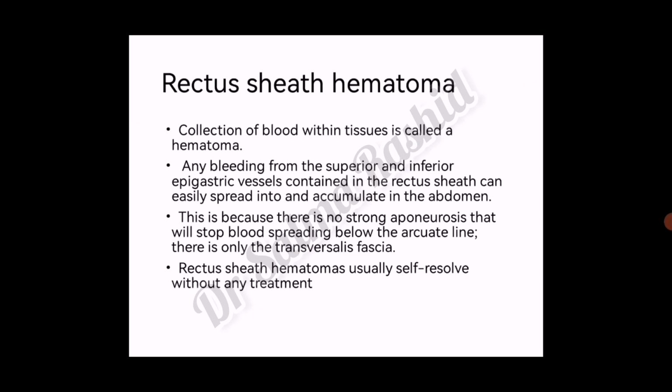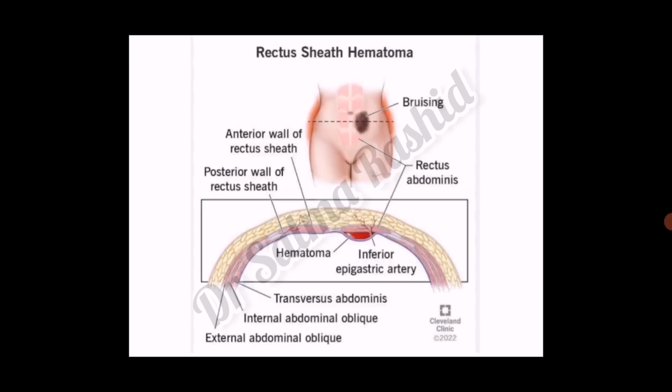Now, rectus sheath haematoma. Collection of blood within the tissue is called haematoma. Any bleeding from the superior and inferior epigastric vessels contained in the rectus sheath can easily spread into and accumulate in the abdomen. This is because there is no strong aponeurosis that will stop blood spreading below the arcuate line. There is only the transversalis fascia. Rectus sheath hematomas usually self-resolve without any treatment. Now, in this picture, you can see the rectus sheath hematoma.